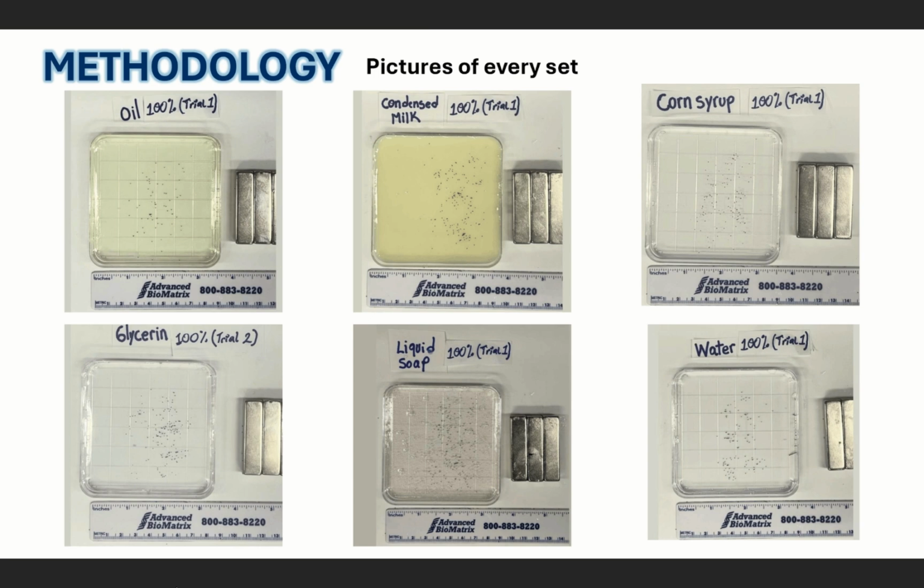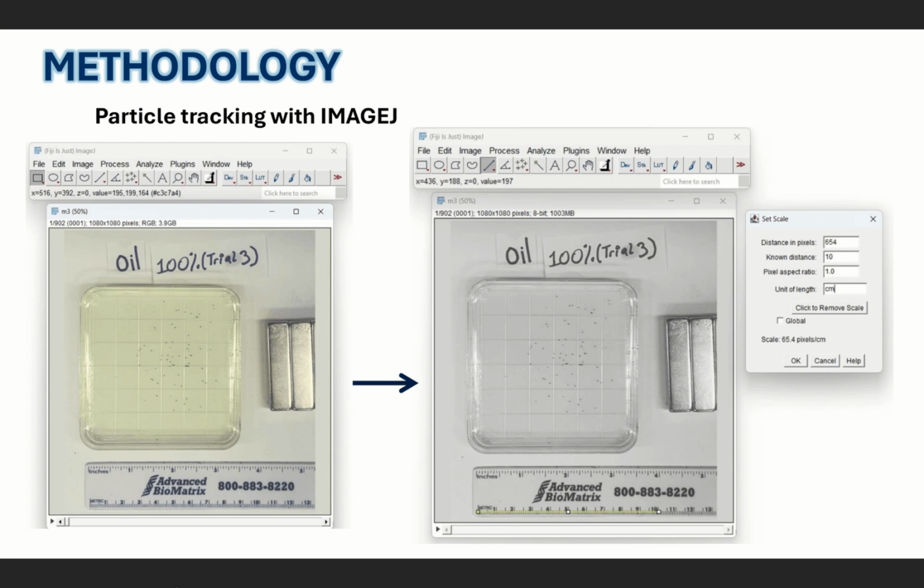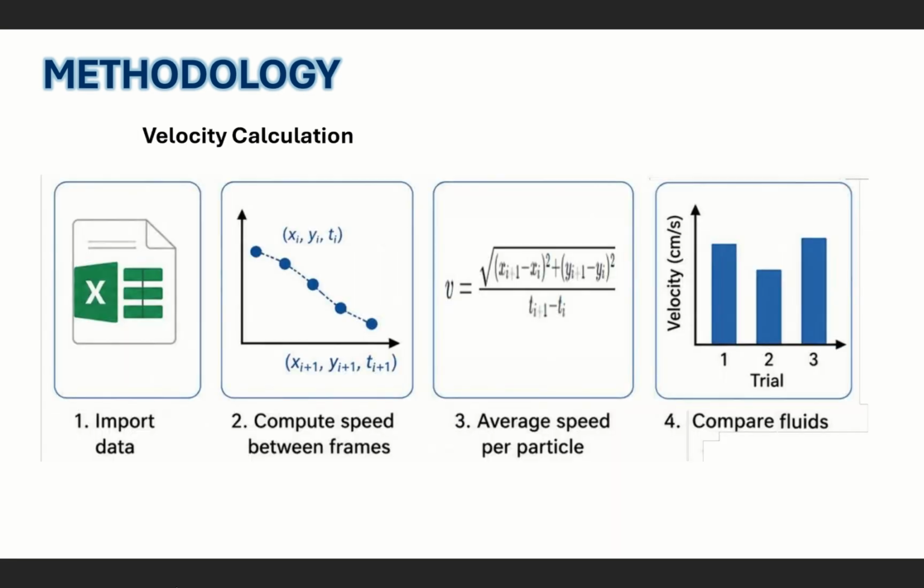From ImageJ, we exported position and time data, specifically x, y, and time for each frame. Using this data in Excel, we calculated particle velocities frame by frame to obtain accurate velocity profiles over time, and then computed average velocities. To ensure reproducibility, we performed 3 trials for each fluid and compared the results across all trials. All slides shown here include images from the experiment runs and examples of the particle tracking in ImageJ.